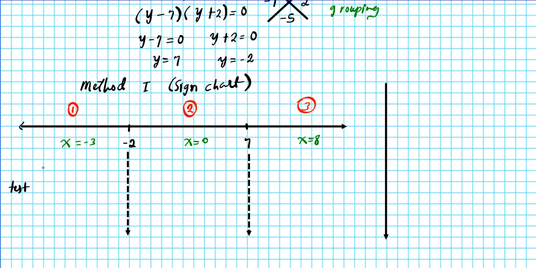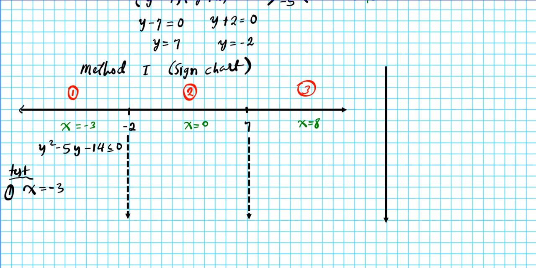This is what we're testing: y squared minus 5y minus 14 less than or equal to 0. So for interval 1, we're using x equals -3. What we'll do is plug it into this quadratic inequality and see if we end up with a true or false statement.